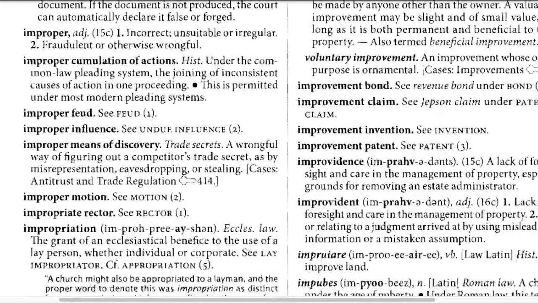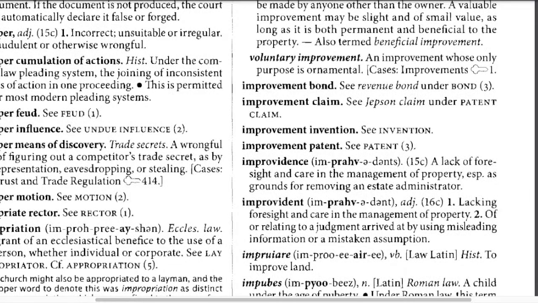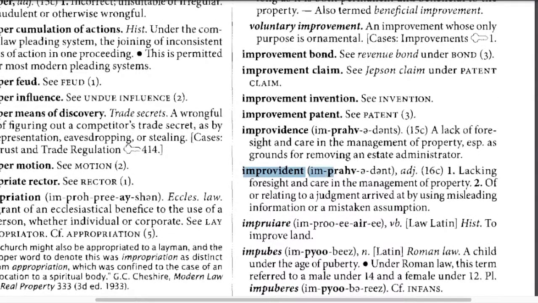Here it is. Improvident. 16th century. Lacking foresight and care in the management of property. Of or relating to a judgment arrived at by using misleading information or a mistaken assumption.